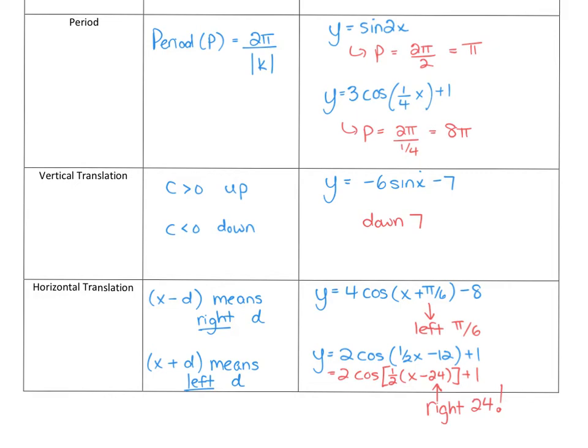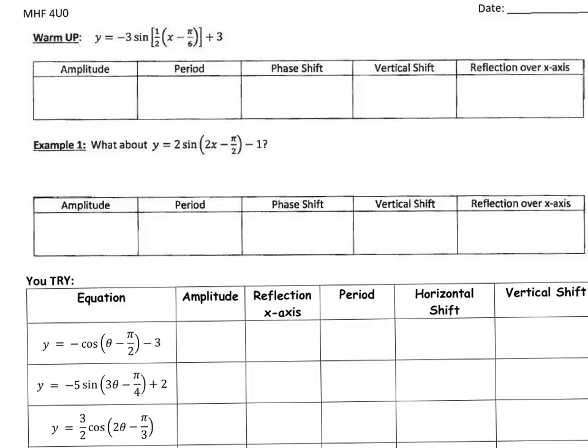Let's see if we can apply some of that knowledge. Okay, so before we get into graphing, we're just going to look at the idea of stating all of these transformations. So here's a warm-up, or if you like, our first example right here. y equals -3 sine, it's factored already for you, and plus 3. So if you can just pause the video and try to pull out the information, that would be a good test of your knowledge so far.